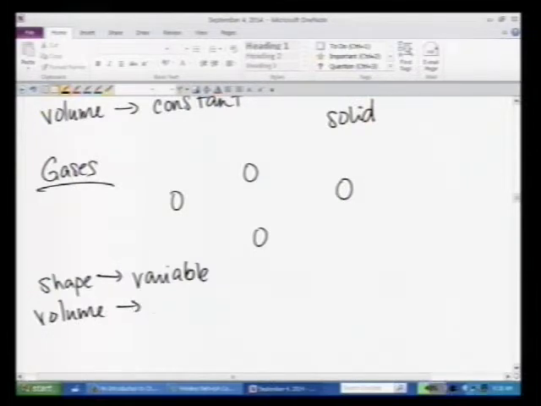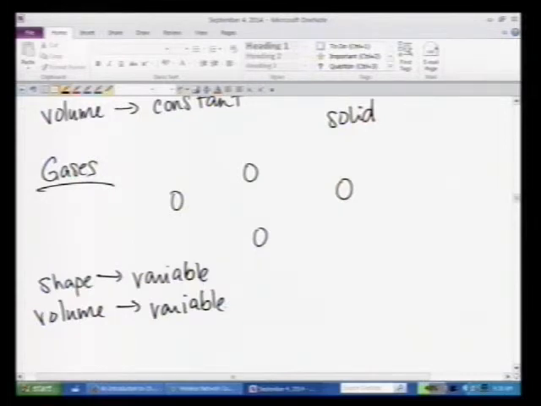The volume of a gas? Variable. Okay, given those two observations, which you already know about gases, what does that tell you about the strength of the attractive forces between the molecules? They're very, very weak. In fact, they exist, but they're negligible. Which means they're pretty much zero.